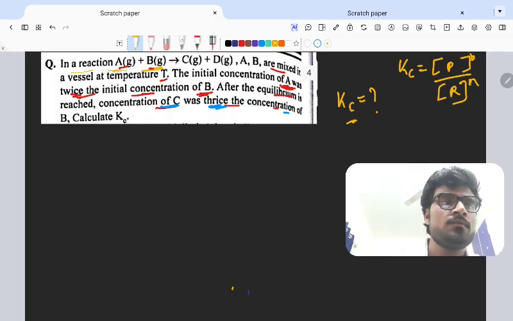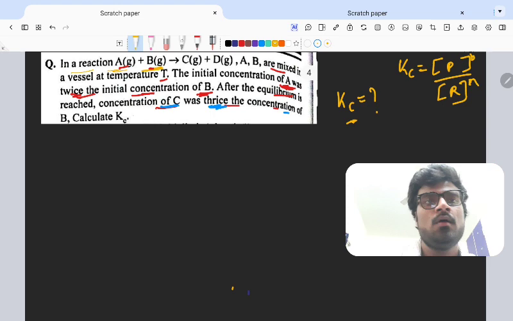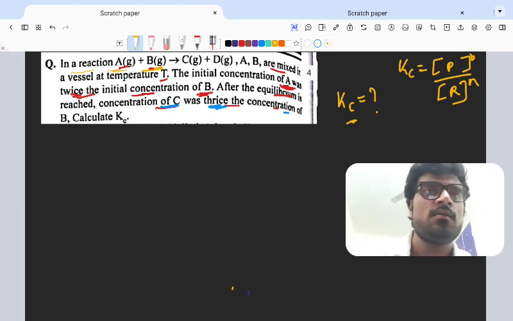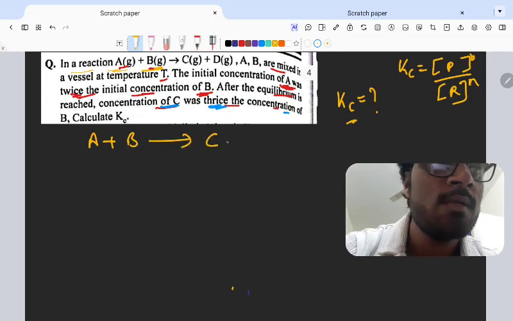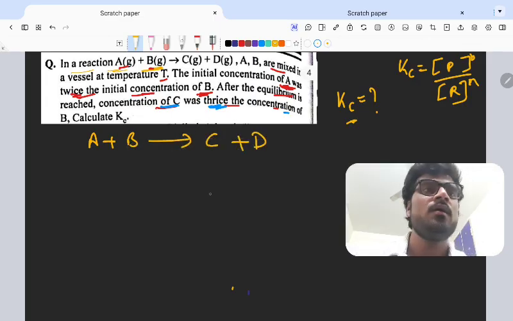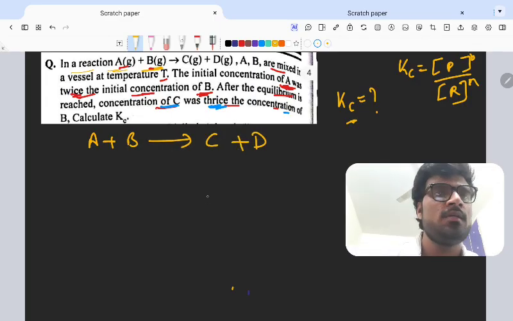So let's do some questions. Let's see this question, a very, very simple question really. In a reaction A plus B gives C plus D, A and B are mixed in a vessel at temperature T. The initial concentration of A was twice the initial concentration of B.